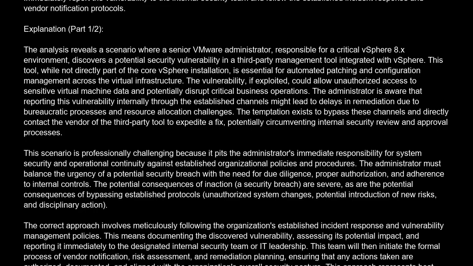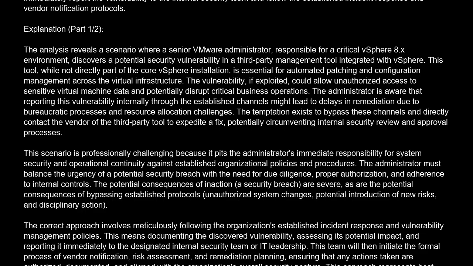The correct approach involves meticulously following the organization's established incident response and vulnerability management policies. This means documenting the discovered vulnerability, assessing its potential impact, and reporting it immediately to the designated internal security team or IT leadership. This team will then initiate the formal process of vendor notification, risk assessment, and remediation planning, ensuring that any actions taken are authorized, documented, and aligned with the organization's overall security posture.